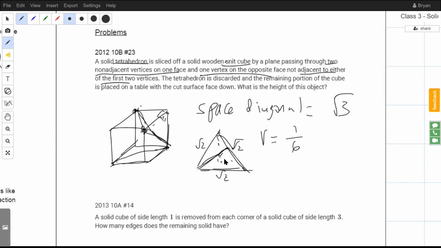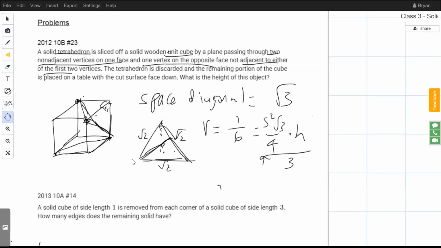And this volume is also equal to the area of the equilateral triangle times height. The equilateral triangle's area, if its side length is s, is s squared root 3 over 4. It's just a formula for it. It can be easily verified by just using the Pythagorean Theorem, but we'll just skip that because it takes time. Plus, and then times the height divided by 3.